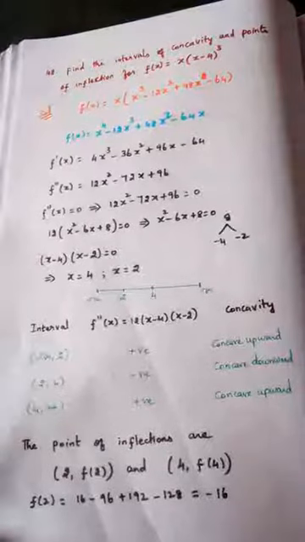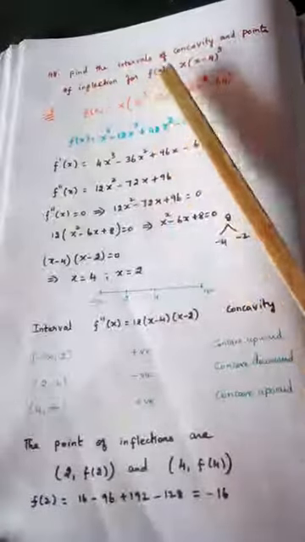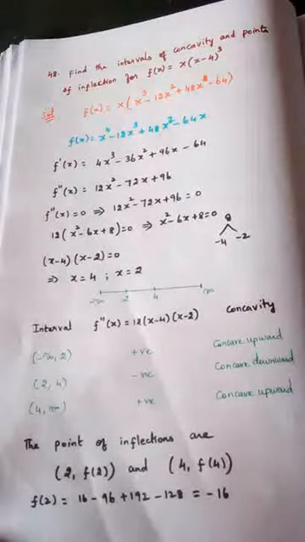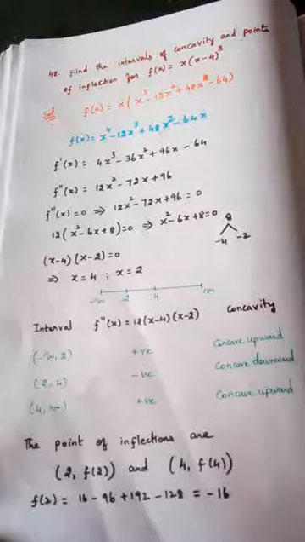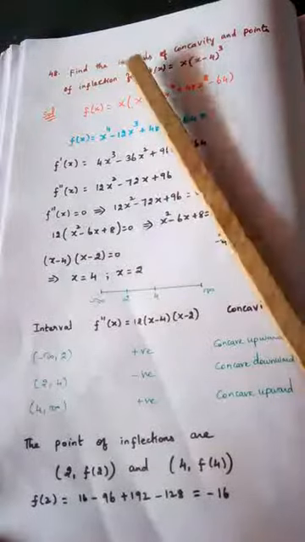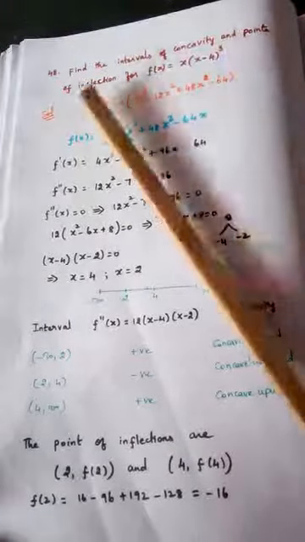Problem number 48. Find the intervals of concavity and points of inflection for the function f of x equal to x into (x minus 4) whole power 3. For the past 3 to 4 problems, we saw the question in the same type: find the intervals of monotonicity and also the local extremum for the function. That was the previous type of problems. But here the question is to find the intervals of concavity. There it was monotonicity, here it is concavity, and points of inflection.